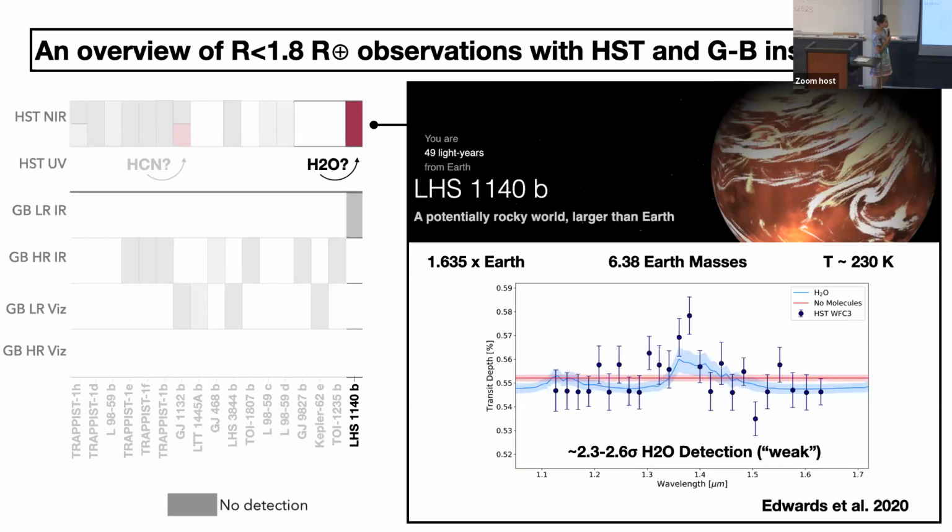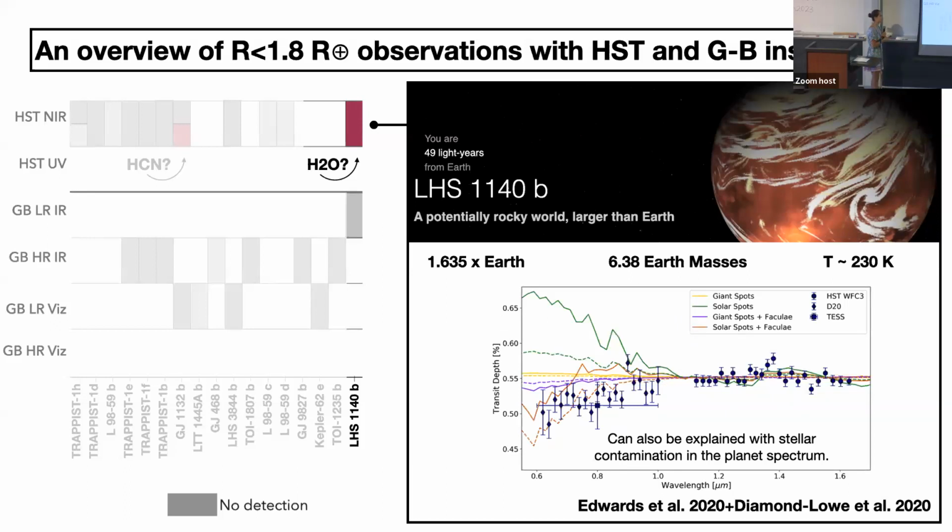The following observation using Hubble of LHS 1140 saw maybe a potential water detection at a very low significance, albeit around 2.3, 2.6. And so maybe water was present in there. But interestingly enough, if you stitch the Hubble observations with the ground-based observations, it now starts to look like maybe the spectrum that you're seeing is just stellar contamination and not necessarily from the planet itself.